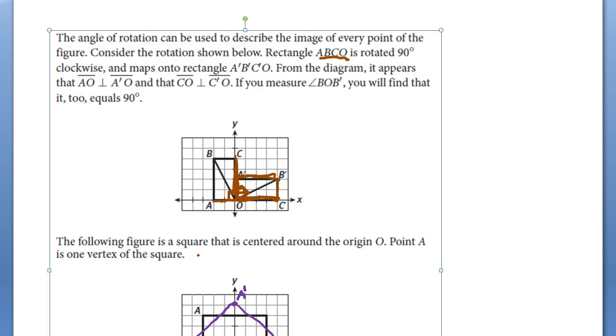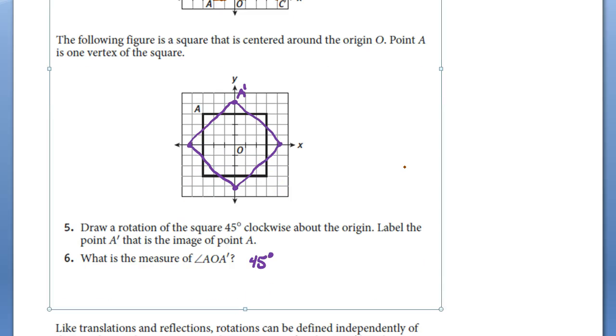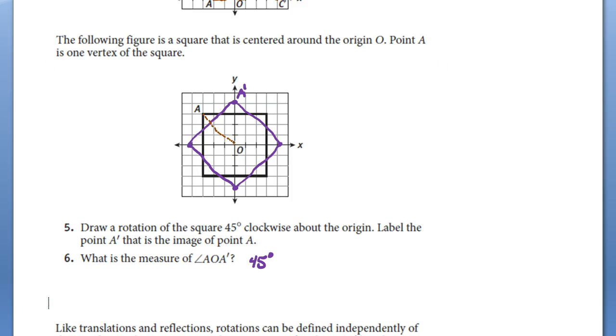The following figure is a square that is centered around the origin O. Point A is one vertex of the square. Here's point A, the top left corner of the original black square. Imagine the purple's not there yet. Question 5. Draw a rotation of the square 45 degrees clockwise about the origin and label point A prime. So to do this, I connected A to the center O.